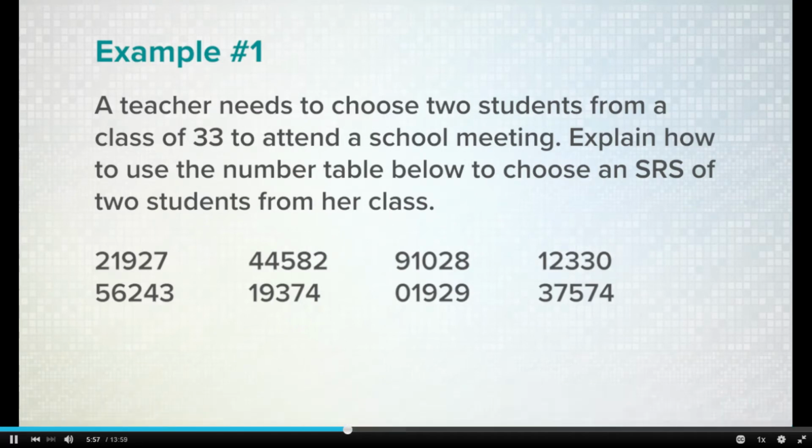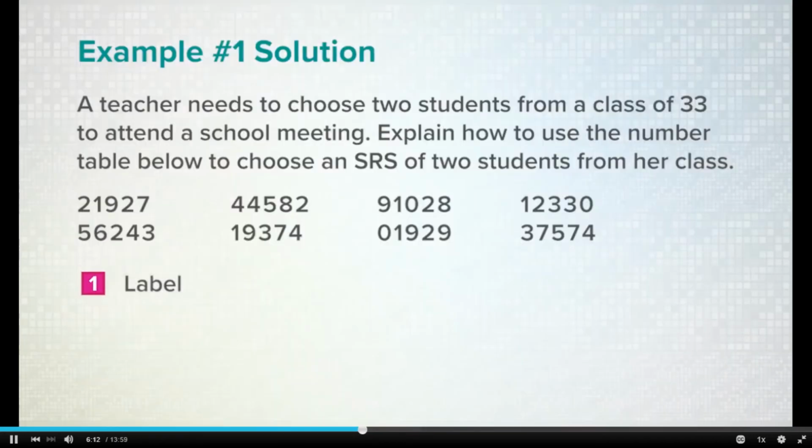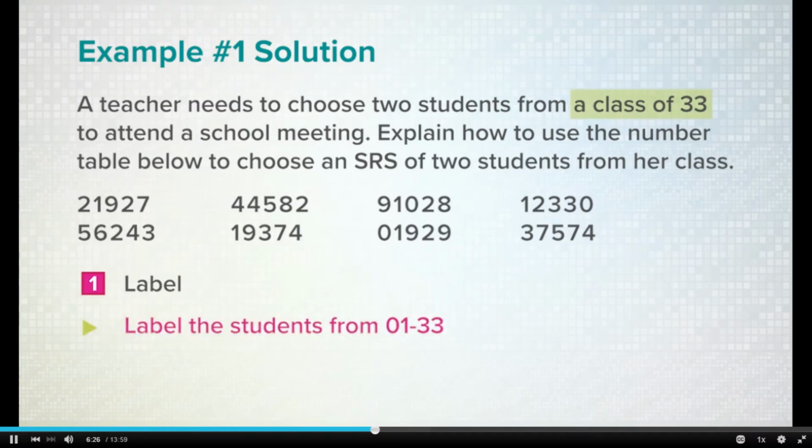Okay, I'll walk you through the solution to this one so you can see everything that you need to completely answer this question and show your results. We'll start by following the 4 steps we just went over on how to choose an SRS. The first step is label. For example 1, we need to first label the population of students. So let's look at how many people there are. It looks like there are 33 people, so I will label the students from 01 to 33.